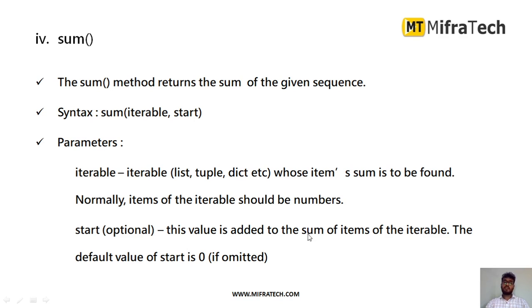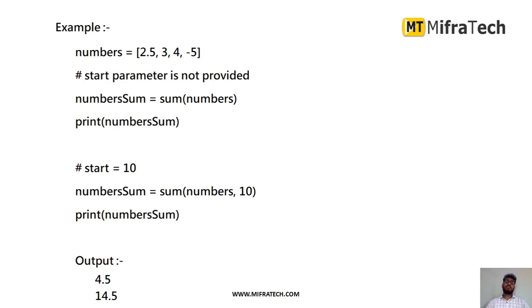This value is used in order to sum items of the iterable. Start means, if you want to start your iteration from a specific value, that specific index value you can mention. If you don't mention it, it will start from 0 by default. So we don't generally use that. We'll see it with an example.